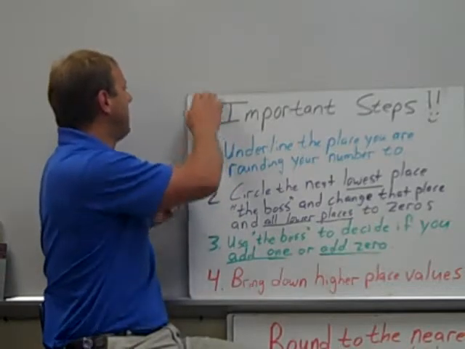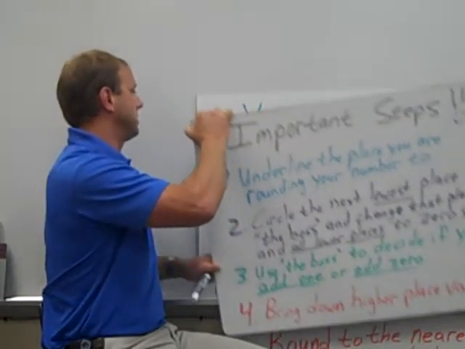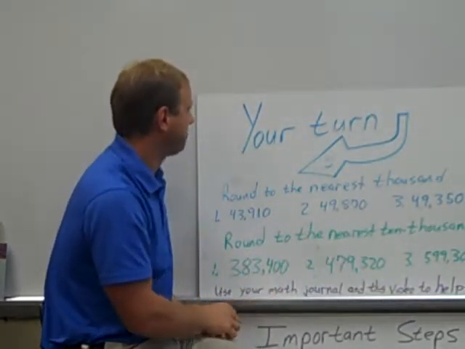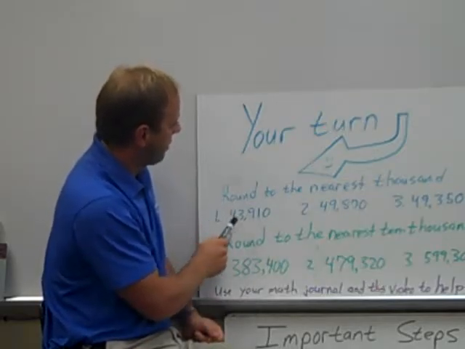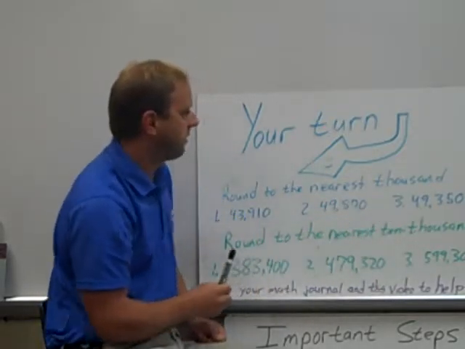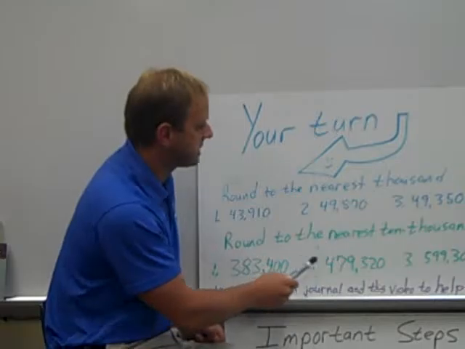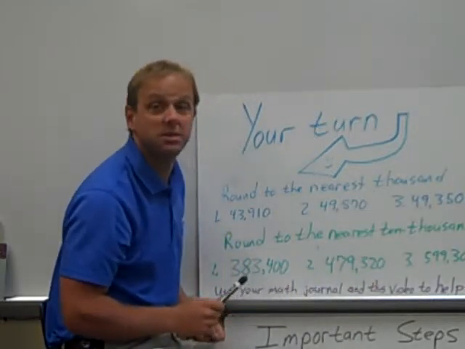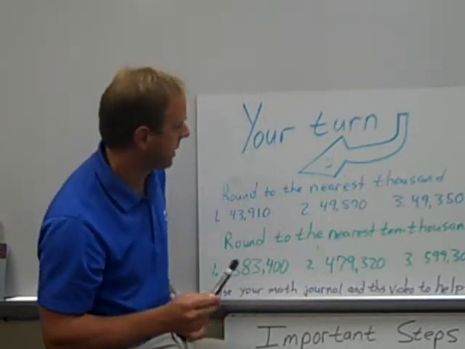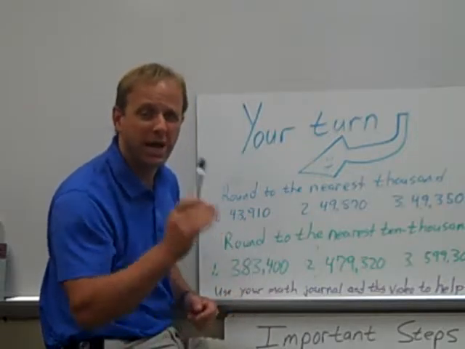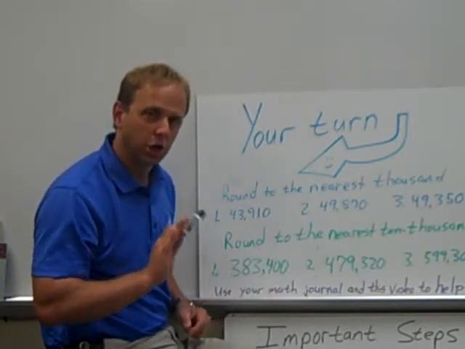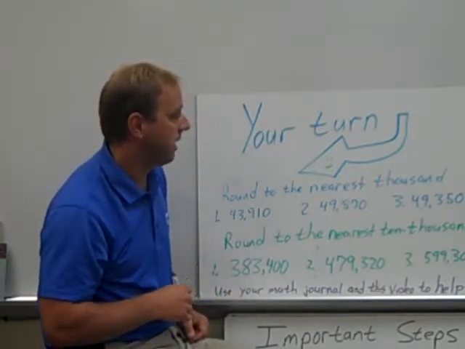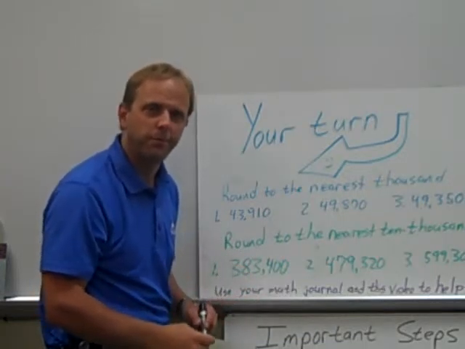And I've set up a couple different situations for you for your turn. These 3 numbers here you will round to the nearest 1,000. These 3 numbers round to the nearest 10,000. And don't forget, in your math journal, you have those steps glued in. You could use that, or you can always rewind the video and watch it again.